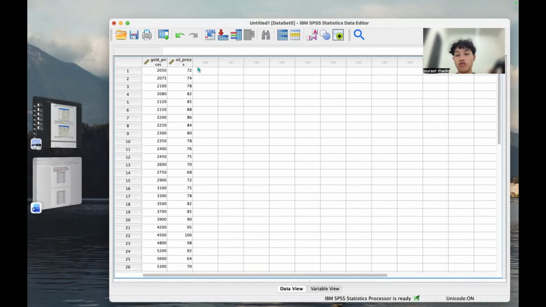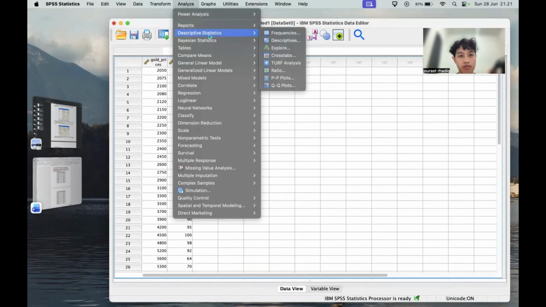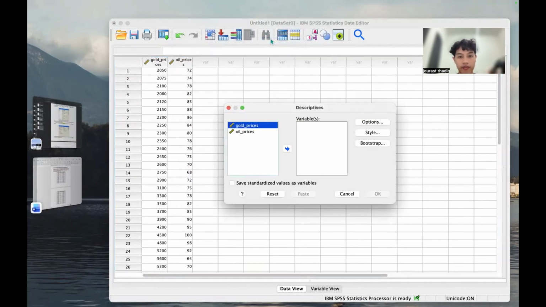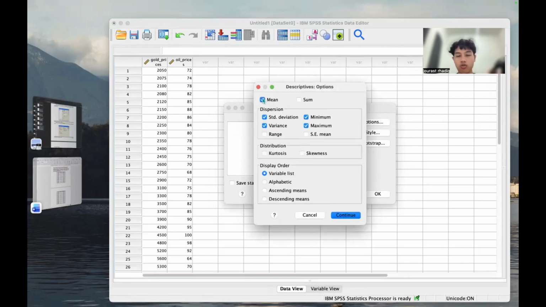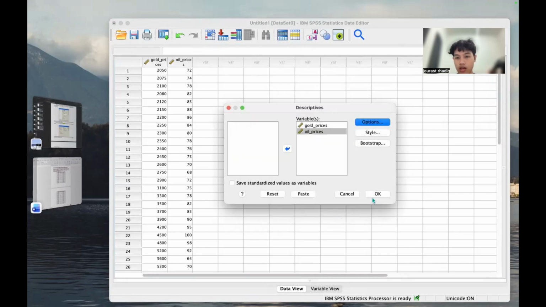The first one, we're going to do descriptive analysis or descriptive statistic. What we're going to do is press analyze, descriptive statistic, go to descriptives, and we'll move both of them to the variable box. In options, make sure you check mean, standard deviation, minimum, maximum, and if you want to do variance, it's up to you. Continue and press OK.